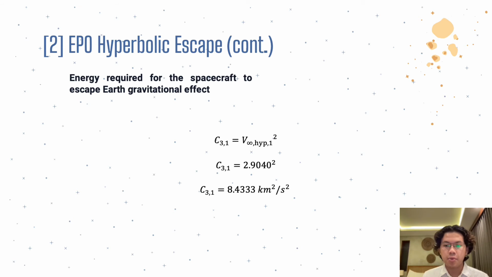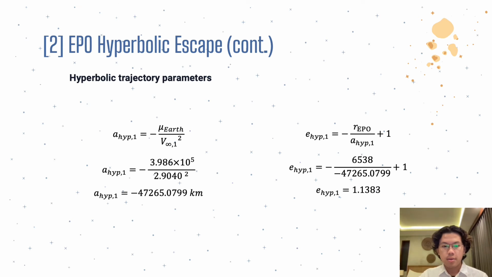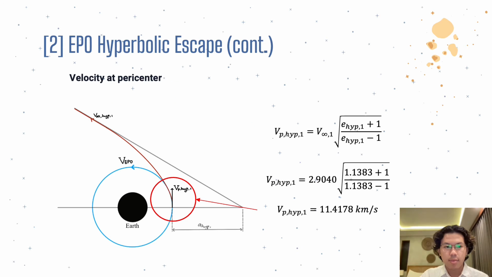The escape velocity can be written in terms of energy equal to 8.4333 kilometers squared per second squared. And also from the escape velocity before, we can determine the hyperbolic parameters such as the semi-major axis and the eccentricity, as shown on the screen. So from those hyperbolic parameters, we calculate the velocity at hyperbolic pericenter to be around 11.4108 km per second.